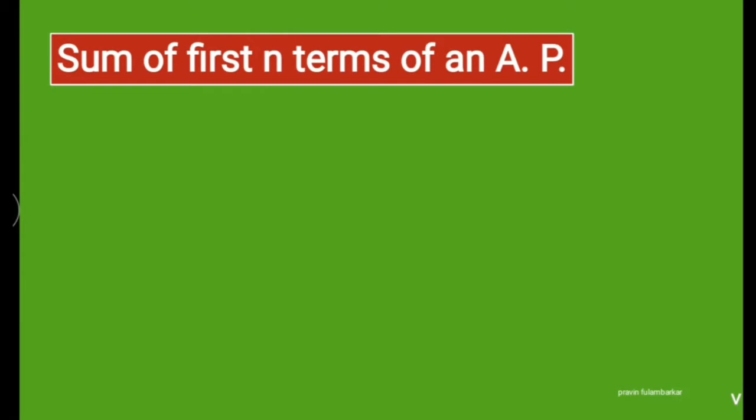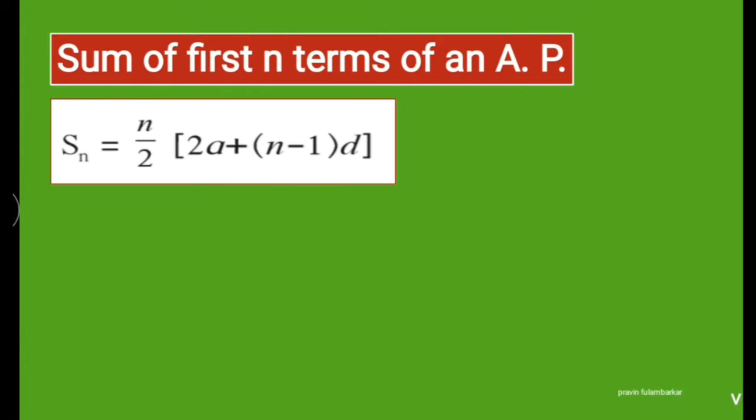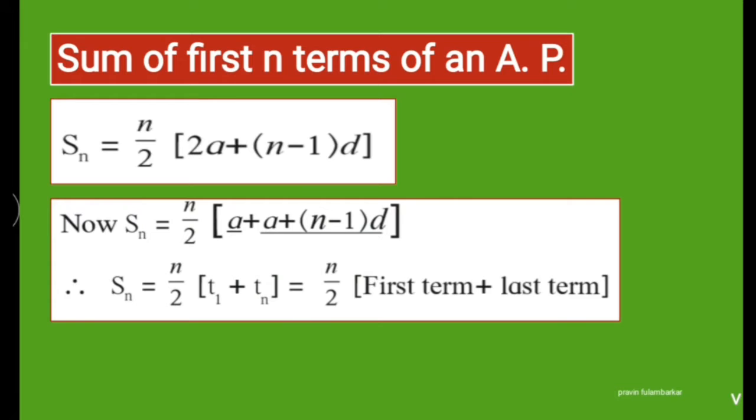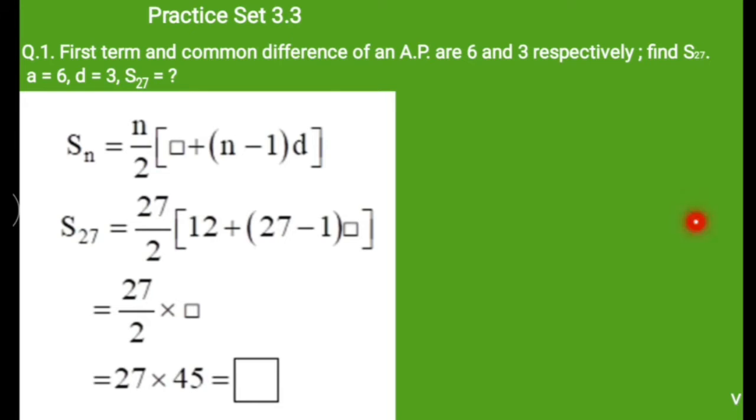Now see first question. Based on sum of first n terms of an arithmetic progression, that is based on the formula Sn equals n by 2 into (2a plus (n minus 1) into d), which we can also write for solving the problem in terms of first term and last term. So we see first example from practice set 3.3.